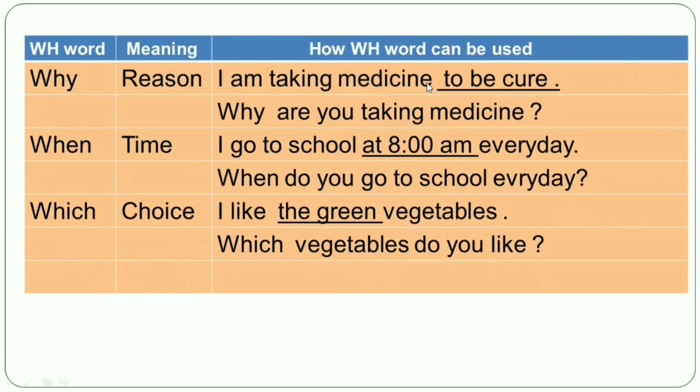I am taking medicine to be cured. My dear student, look at the underlined words to be cured. It indicates the reason, okay, reason. So if the underlined word indicates reason, then the WH word will be why. So write here why and look for the auxiliary verb. Is there any auxiliary verb? Yes, am is the auxiliary verb. But as you have to use you instead of I, instead of am, you have to use are. So why are, then the subject you, then the main verb taking, then medicine. Why are you taking medicine?